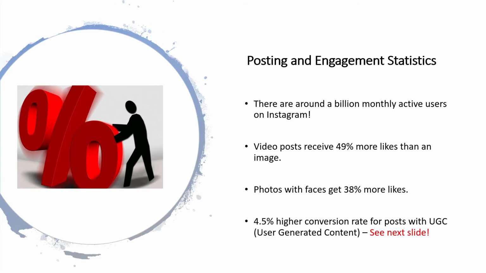So believe it or not, there's actually around 1 billion monthly active users on Instagram. So as you can see, it's a great place to promote your brand. And although not everyone likes posting a video of themselves, video posts do actually receive about 49% more likes than an image. Photos with faces get 38% more likes and 4.5% higher conversion rate for posts with UGC, that's user generated content, which we'll talk about next.